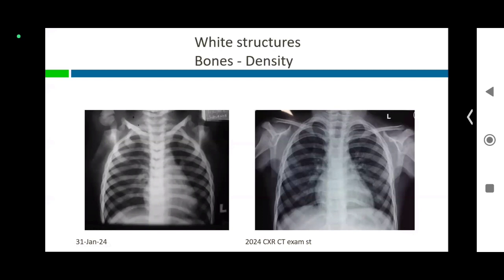Okay. Now, next one. The right one is a normal X-ray. The next white thing is bone. We look at the bones now. Anyone else who wants to answer what is there on the left side? Bone in bone appearance. Hypercalcemia. Bone in bone. Dinesh, thank you. But like this, the density is more.